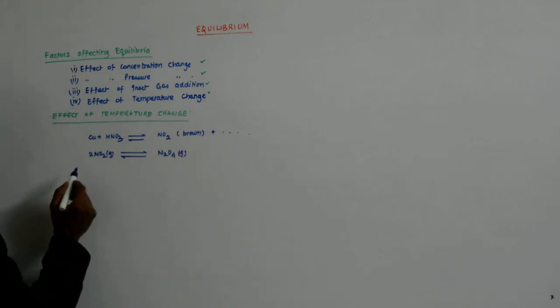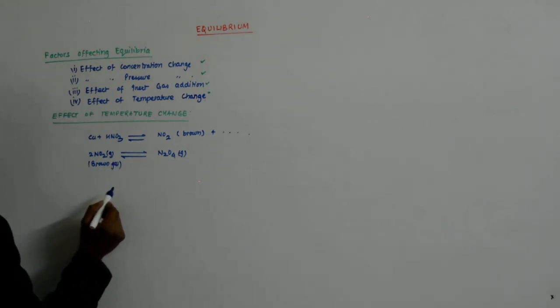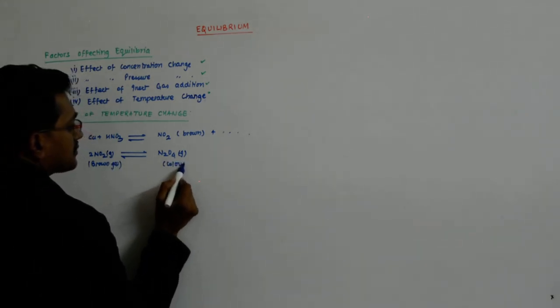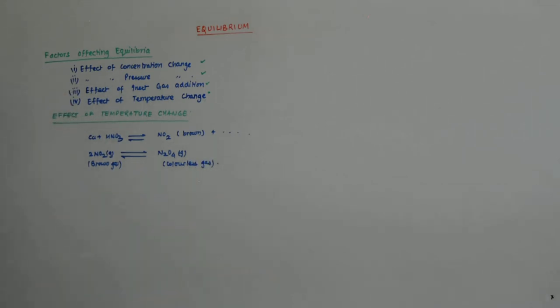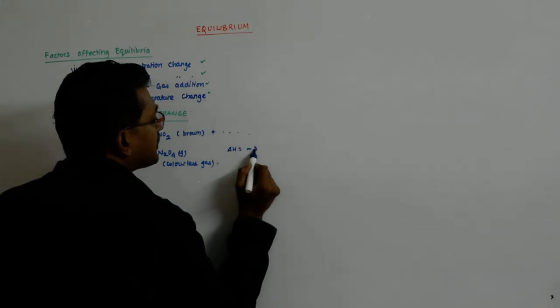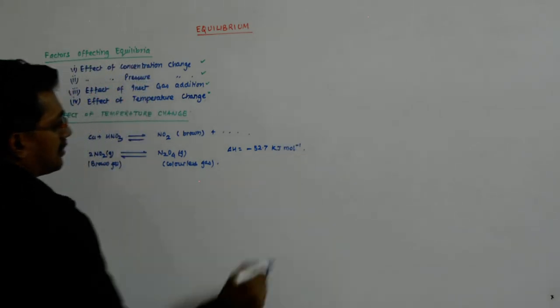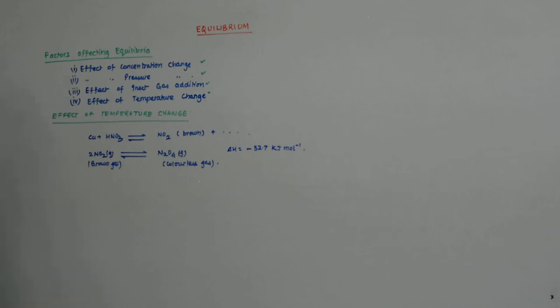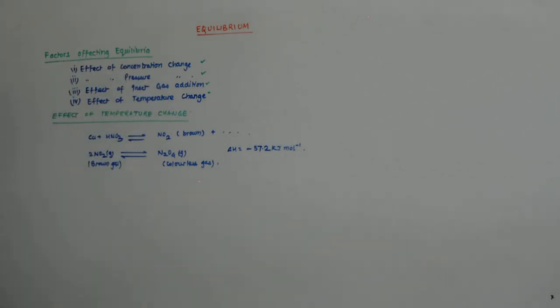It dimerizes. Now the beauty of the whole thing is that this is a brown gas and this is a colorless gas. This reaction is an exothermic reaction with delta H equal to minus 57.2 kilojoule per mole.